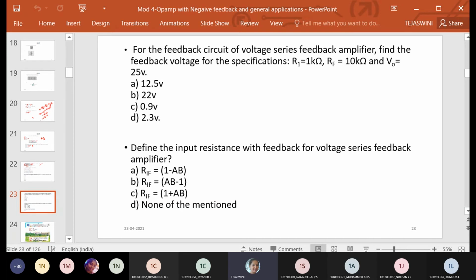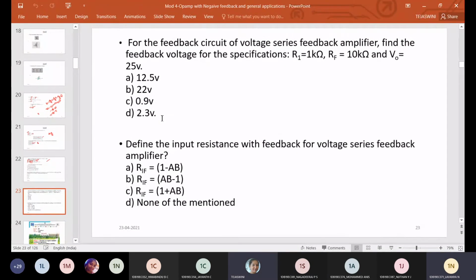Okay, can you tell me what is the answer for this? 2.3 volts. Okay, 2.3 volts. You have to use the formula R1 by R1 plus RF. V naught is also given. Then you will get 2.3 volts. What is the answer for this? None of the above. Define the input resistance with feedback for a voltage series feedback amplifier. None of them is mentioned because RI is missing.